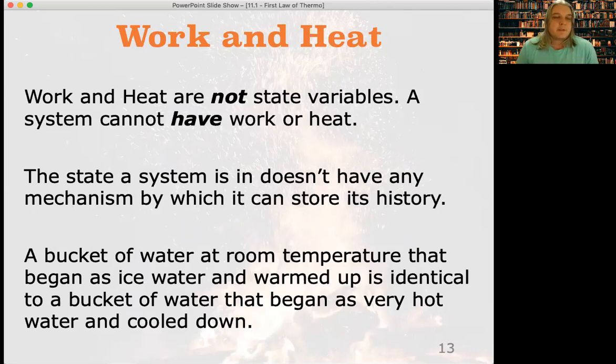And more importantly, there's no history in our system. If you've got a bucket of room temperature water, it doesn't care if it started as ice water and warmed up to room temperature, or if it started as really hot water and cooled down to room temperature water. Once you've got two identical room temperature buckets of water, that history is irrelevant, right? The state functions, the state variables, they tell you all about the system, and they don't care about the history because the system doesn't care about its history, right? So that's, again, just a little definition.